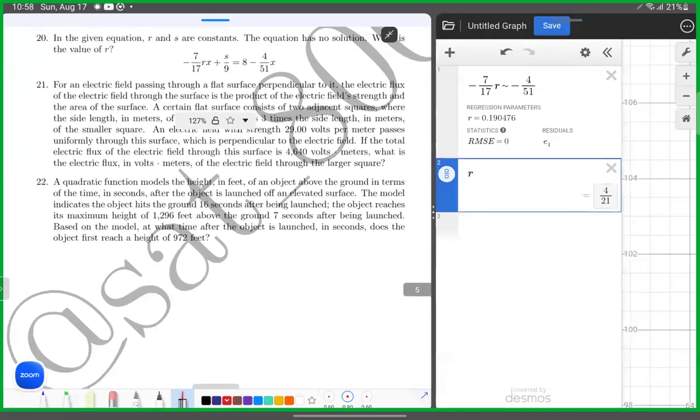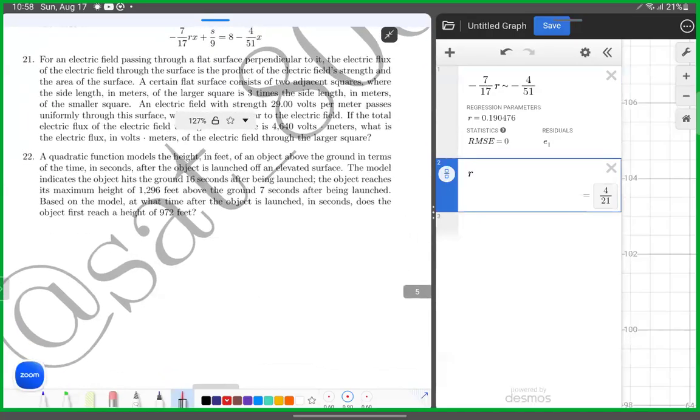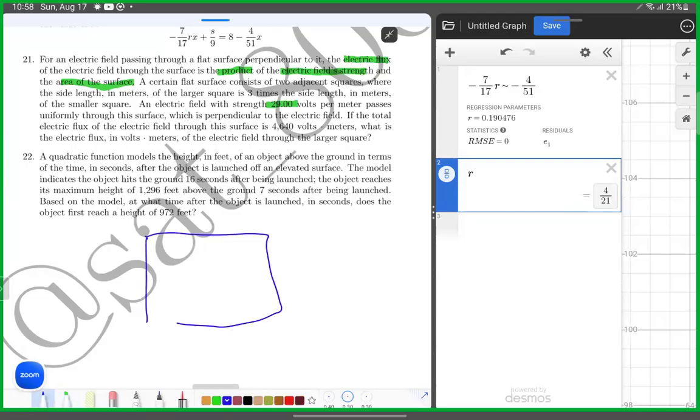Okay. The next question is a popular question. Here the main point is that for finding flux, you should multiply the field strength, which is given as 29, by the surface area. If you read the first part of the problem, it consists of two square areas. The sides are x and 3x, because it is 3 times larger. The area will be 9x squared, which is 9 times a.